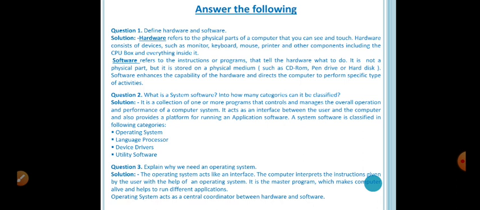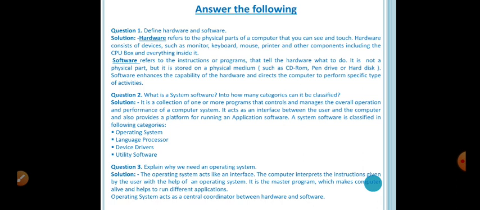Next, software. What is software? Software refers to the instructions or programs that tell the hardware what to do. It is not a physical part, but it is stored on a physical medium such as CD-ROM, pen drive, or hard disk. Software enhances the capability of the hardware and directs the computer to perform a specific type of activities. So this is the answer for your first question.